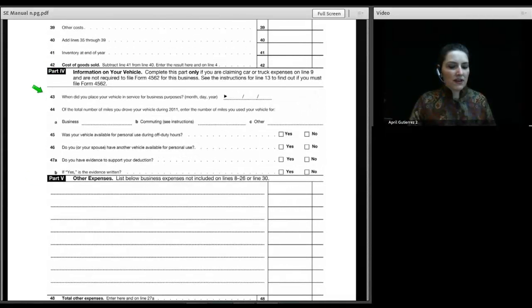Information on vehicle, we will talk about the rules for reporting auto expenses on Schedule C and how to complete this section. In certain situations, you are not allowed to enter your auto expense in this section and must attach Form 4562 instead. So we'll talk about that.